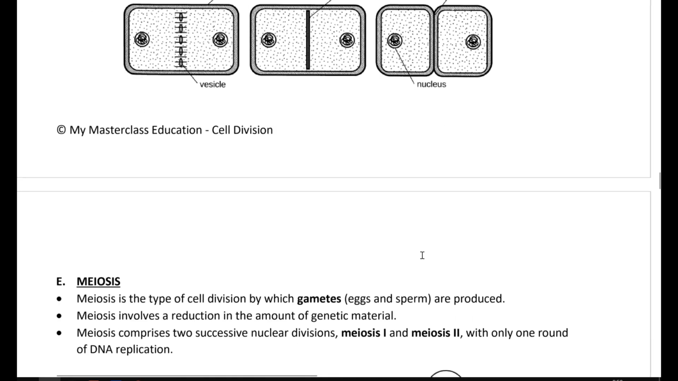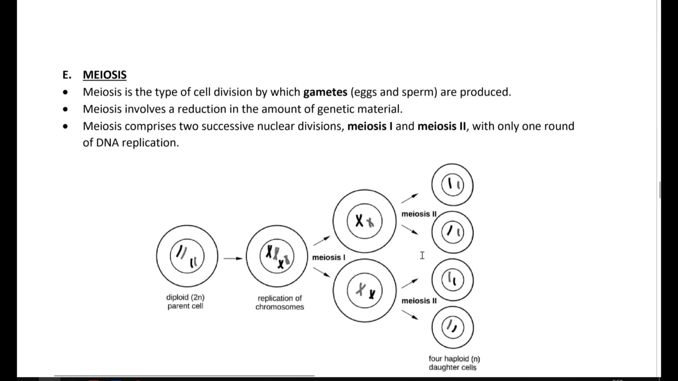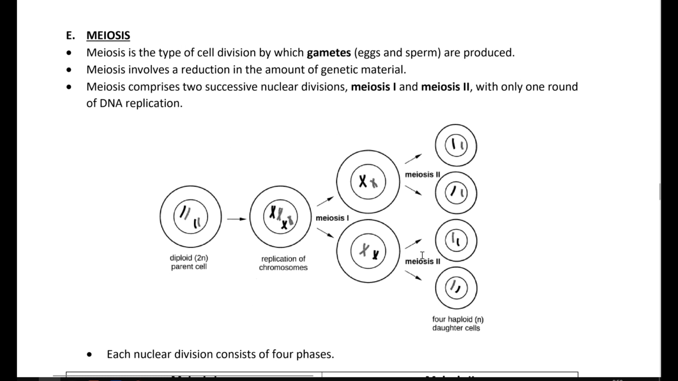Okay, so meiosis, you will see that it is slightly different, but it still follows the same principle. In meiosis, you are reducing the amount of genetic material, whereby there is meiosis 1 and meiosis 2. So meiosis is also known as a reductive division. Reductive because I am reducing the amount of genetic material. Division because it is through a division process.